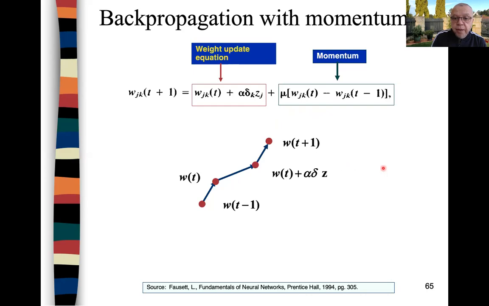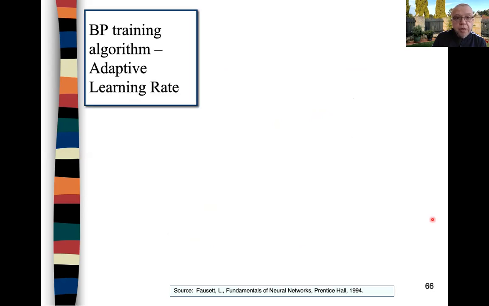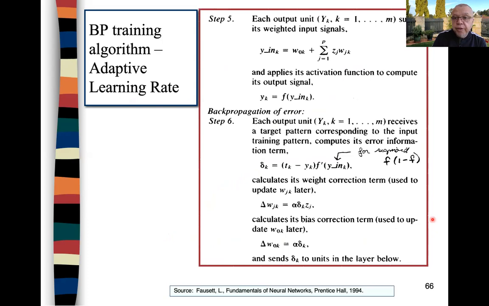And the same thing for the other case. So this was for the weights between the hidden layer and the output layer. The same thing applies for the weights between the input layer and the hidden layer. In this case, we have the V weights, and we also have the momentum term for this.